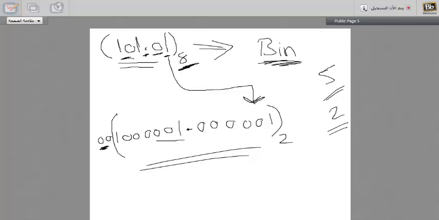Okay, so let us move on. Again, if you do not understand anything, please raise your hand. Okay, I'll do the opposite here. We'll do the opposite.